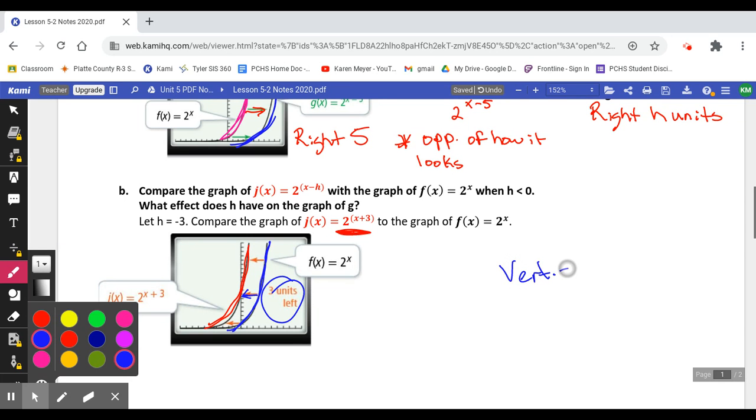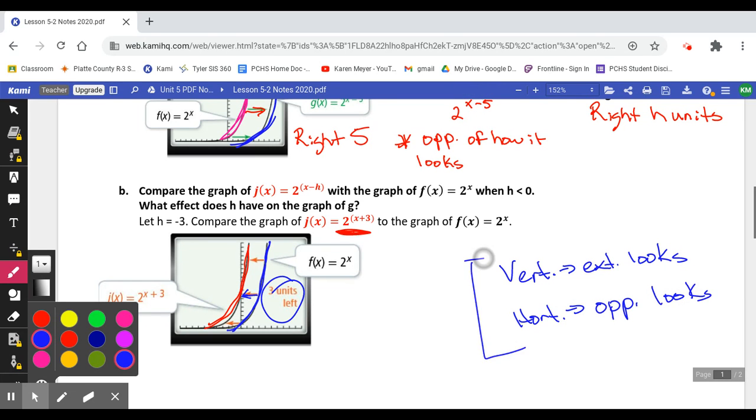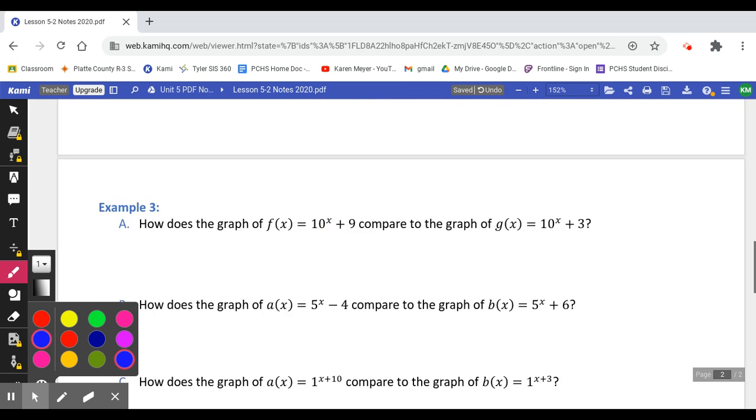Vertical is exactly how it looks. Horizontal is opposite of how it looks. So super important stuff right there. Boom. All right. On the back.